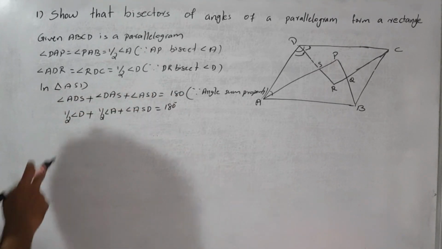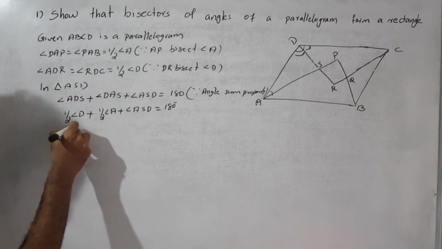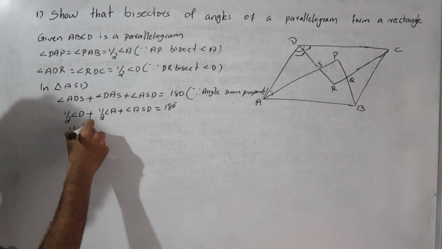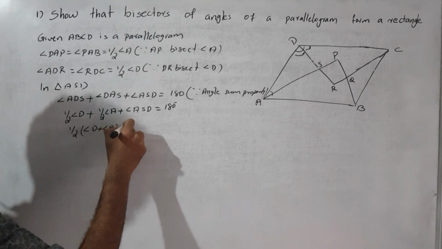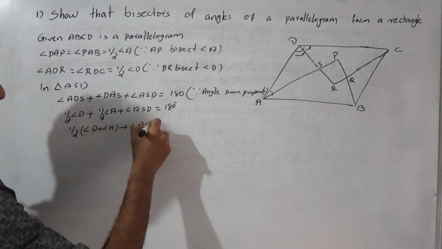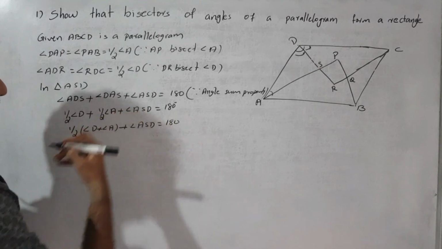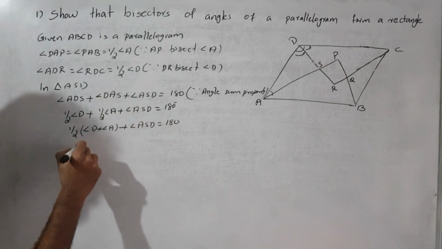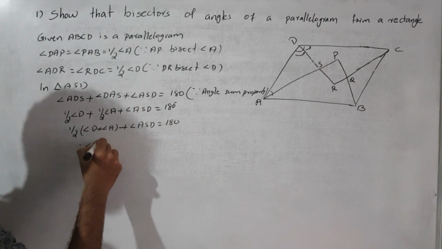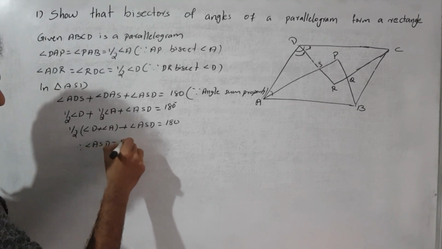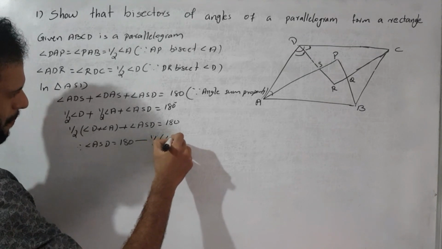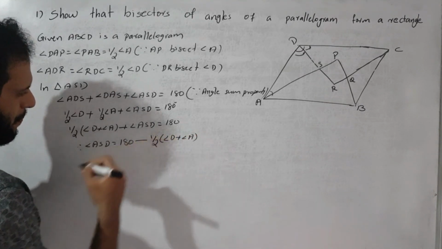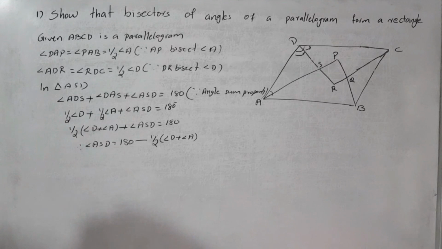Then what is common here? The half is common, so we take out half into angle D plus angle A, plus angle ASD is equal to 180 degrees. Therefore angle ASD is equal to 180 minus half of angle D plus angle A.